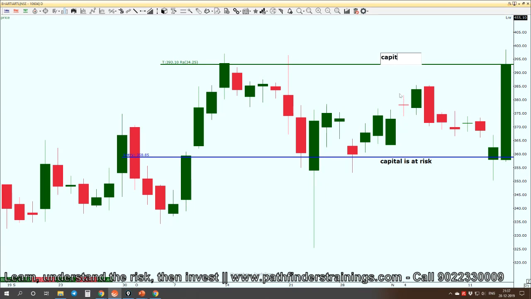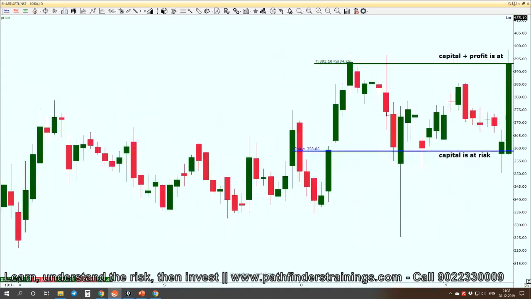Your capital plus profit is at risk. Your capital plus profit is at risk. So, when you go to a bank and give your money in an FD, the moment you give your money, on entry, your risk becomes zero. But when you come to the stock market, when you buy something, your risk starts at that time. And only when you exit does your risk finish. So what is your risk? Your risk is the time risk. You have a time risk.